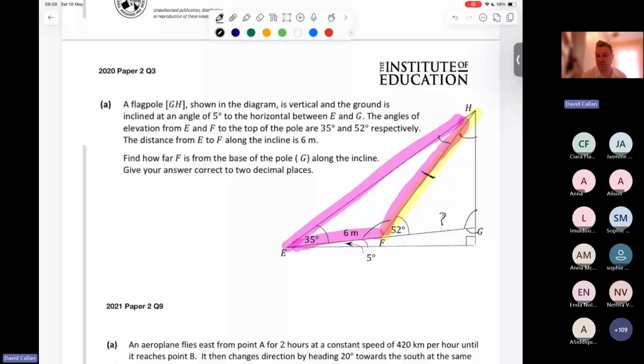So again, just ask yourself. Now, you guys tell me. Give me a thumbs up. I won't ask you to comment. You can if you want in the chat, but who would use Pythagoras on the purple triangle? Okay. Who would use SOH CAH TOA on the purple triangle?